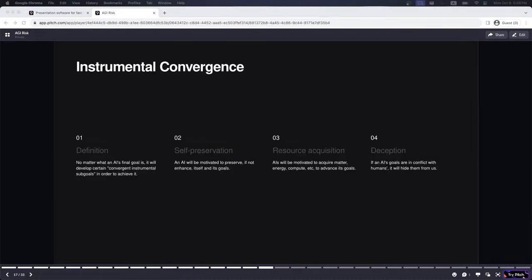Another precursor to understanding alignment is an idea called instrumental convergence, also conceived by Bostrom in the same paper. Instrumental convergence is the idea that no matter what an AI's final goal is, it will develop certain convergent instrumental sub-goals in order to achieve it. Meaning, even if you give an AI a goal of, for example, getting a cup of coffee, in the process of getting the cup of coffee, it will want to acquire resources. It will want to prevent itself from being turned off. It will want to make itself smarter, right? Self-preservation. And importantly, it will want you to not change its goal, right?